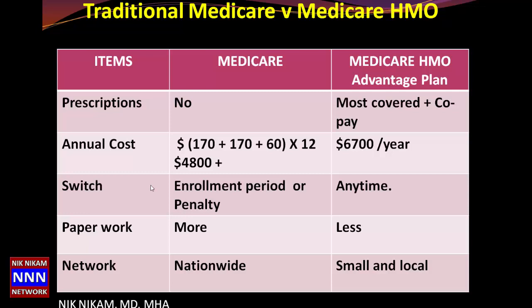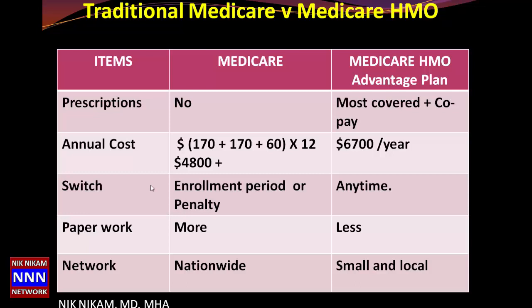Of course, with Medicare, you have to deal with all the paperwork in relationship to the claims from all the doctors and hospitals, whereas the paperwork is much less with Medicare HMO or an Advantage plan. Medicare is a nationwide network. You can go anywhere in the country, you can see any doctor, and you can be admitted to any hospital. Whereas most of the Medicare HMOs are local, a lot of them are very small, and they have limitations.